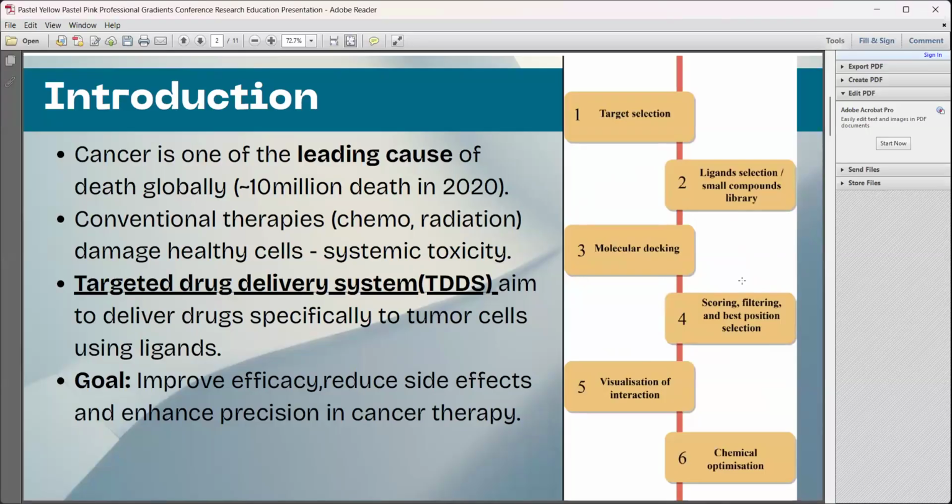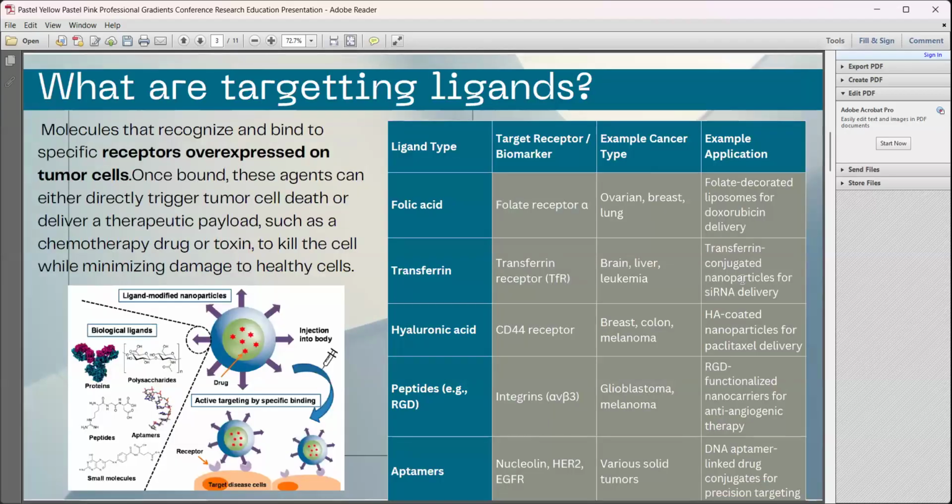So this is where the concept of transdermal drug delivery comes into play. Unlike traditional methods, transdermal drug delivery aims to direct therapeutic agents precisely to the tumor cells using ligands. This is a treatment that reduces harm to normal cells and tissues and improves treatment efficacy and safety. So now the question arises, why ligand?